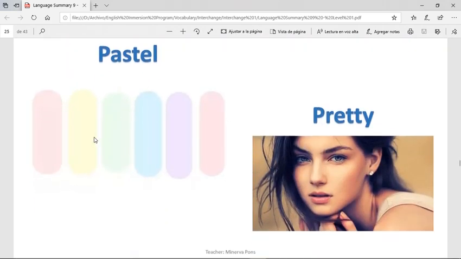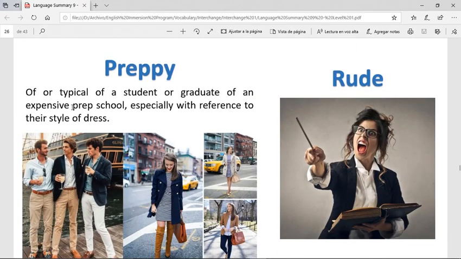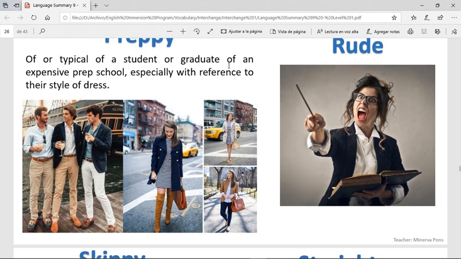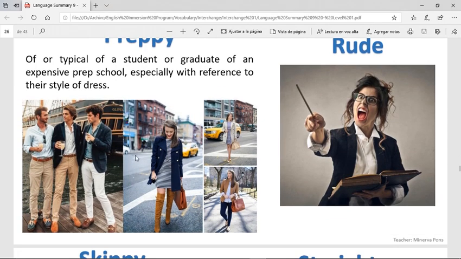Pastel. Pastel are types of colors, for example, this is pastel yellow, pastel blue, and all that. Pretty. Pretty is something that is good looking, looks good. Preppy. Of or typical of a student or graduate of an expensive prep school, especially with reference to their style of dress. Preppy, you can use it to call this type of clothing, this style of outfits.